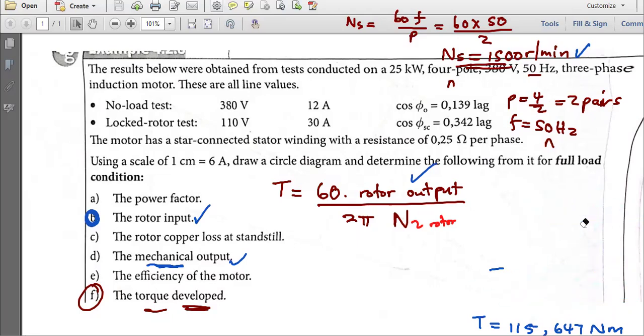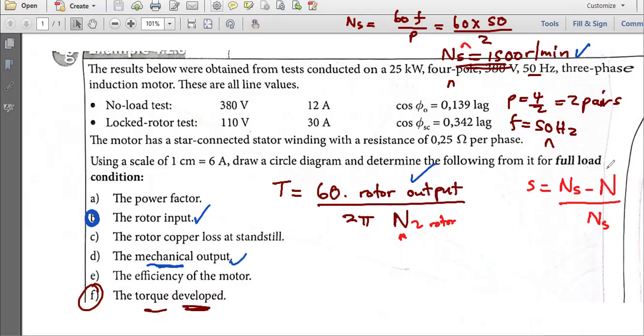This type of equation is actually in your hands. Or you can work with the rotor output. But this one was going to be lengthy because you are going to need the speed of the rotor. This was the synchronous, remember? So how do we calculate the one for the rotor? Remember, slip is equal to the synchronous speed minus the rotor speed over the synchronous speed. So we need this one. Yet we do not have the slip as well. So you're going to be forced to calculate the slip first, from the diagram now.